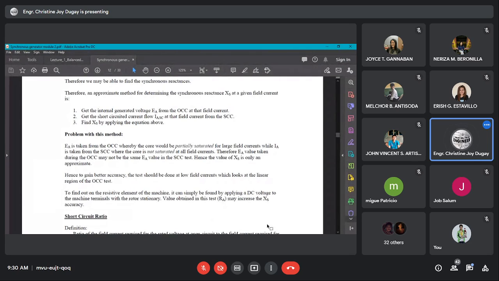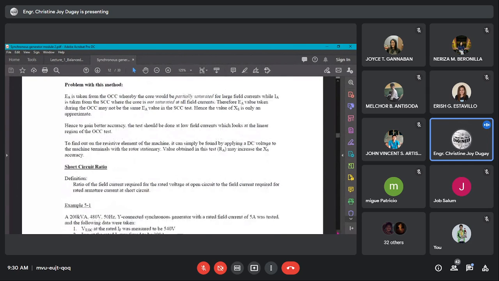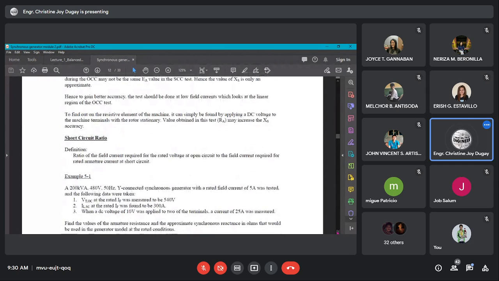To do that one. So, short circuit ratio. What's the definition of this one? Ayan, meron pala tayo dyan na example, no? So, the ratio of the field current required for the rated voltage at open circuit to the field current required for the rated armature current at short circuit. Yun po yung short circuit ratio na tinatanong, no? That is the ratio of the field current tsaka yung required rated voltage at open circuit to the field current required for the armature current at short circuit, no?